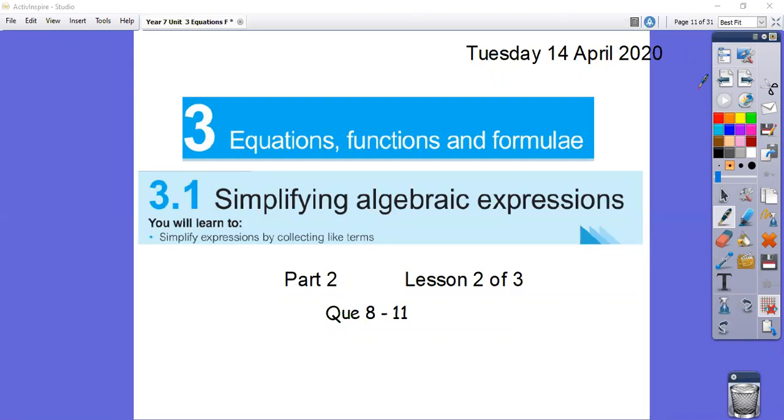We're going to continue now with part 2 of 3.1, simplifying algebraic expressions. So the learning intention is the same. It's to simplify expressions by collecting like terms. And we are going to do questions 8 to 11 now.